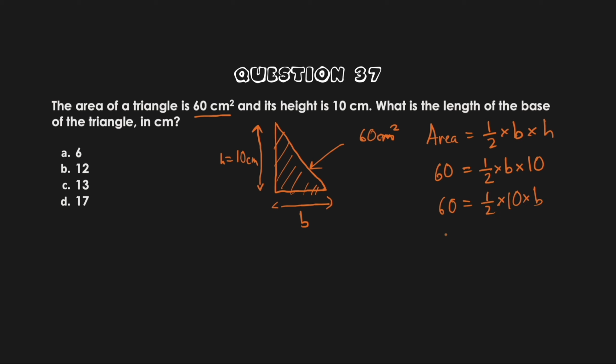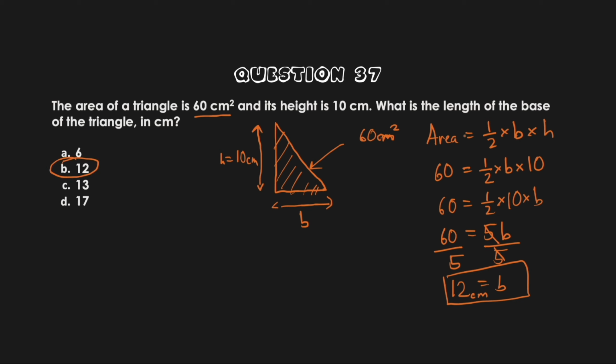Now what is half of 10? Half of 10 is 5, which is equal to b. So if I divide both sides by 5, I can figure out what b is. So in this case, 60 divided by 5 is 12. Therefore, the base is 12 centimeters. So our answer is 12.